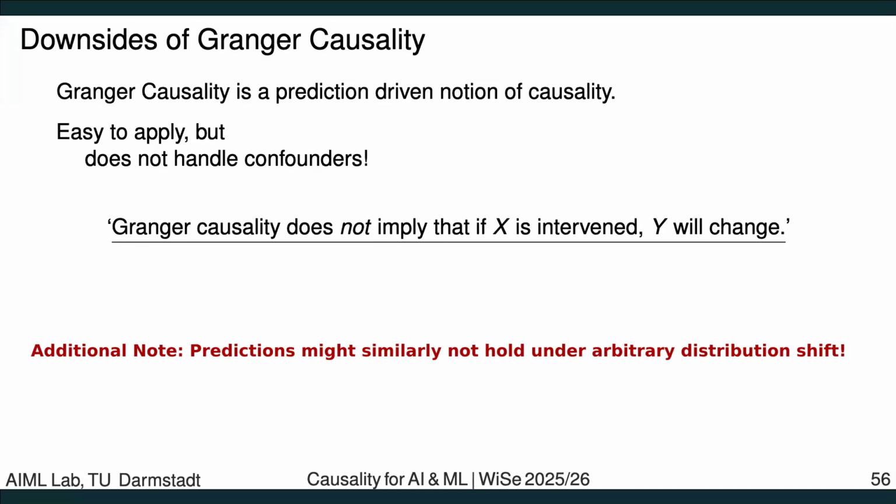As soon as we start to intervene, the predictions that we make no longer hold. So what it does not imply is that if I intervene or act on this X that I identified as a Granger cause, it will cause Y to change. It just tells me, okay, they are somehow correlated and X gives me some sort of information.